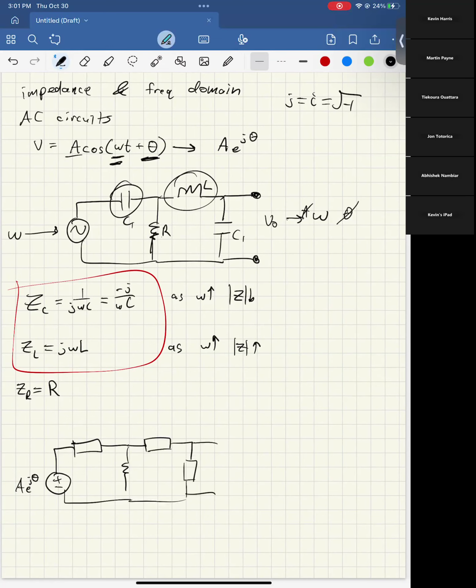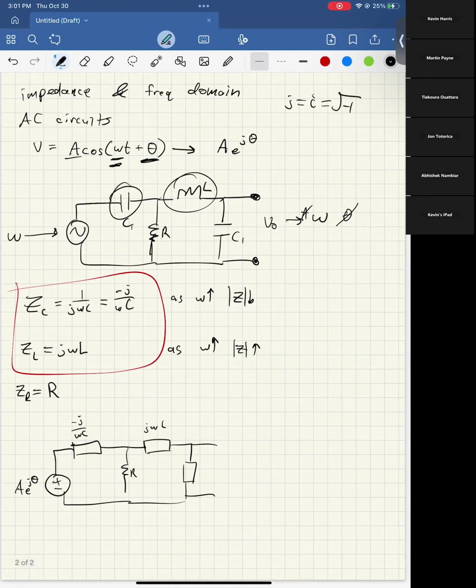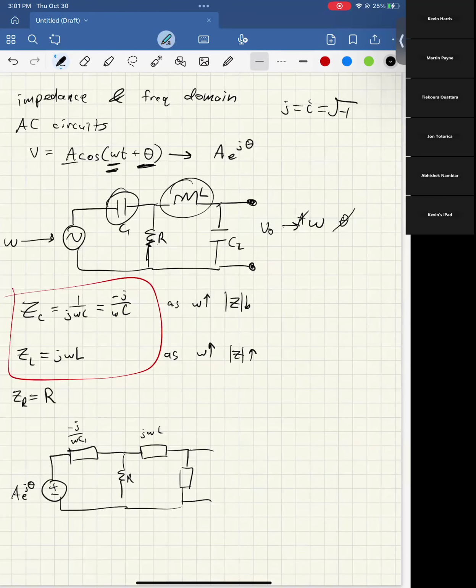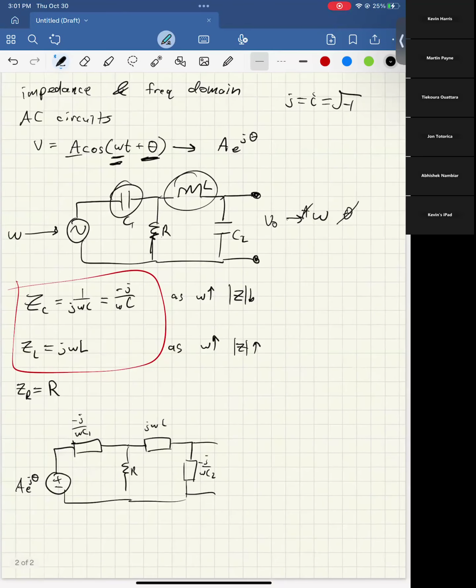And now this will have a value of -j over omega C. This will have a value of j omega L. This will have a value of R still, and this will have a value of -j over omega C2. And what we have now is just a circuit. All of the values are complex numbers, so the math is a lot harder, but you can still use literally all of the exact same equations and all the same tools you've learned in the first part of the class.